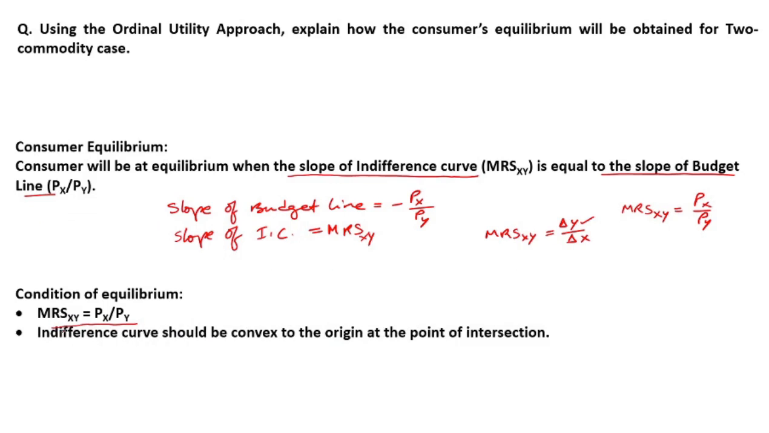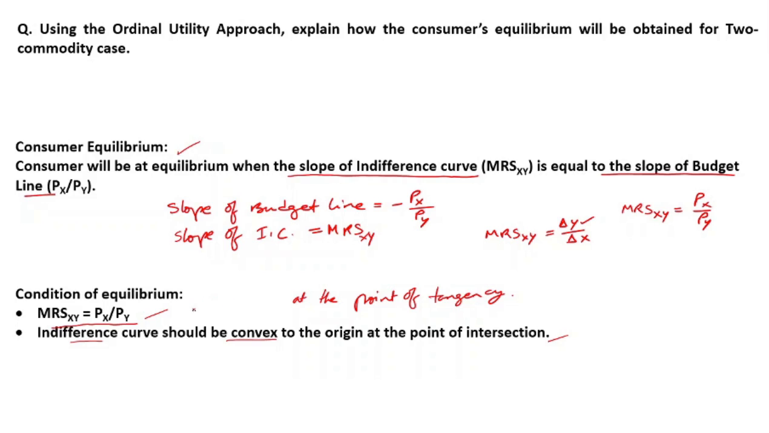The second condition is that the indifference curve should be convex to the origin at the point of intersection. We know that the indifference curve is convex from its property itself, so this condition will always be there, along with MRS equals px by py. Now diagrammatically, when we talk about two slopes being equal, the two slopes will be equal only at the point of tangency.